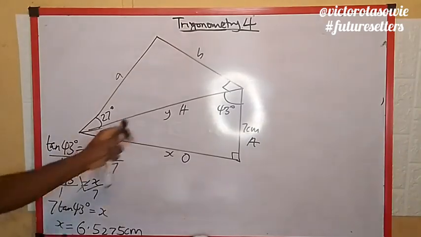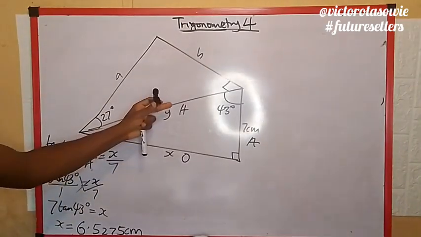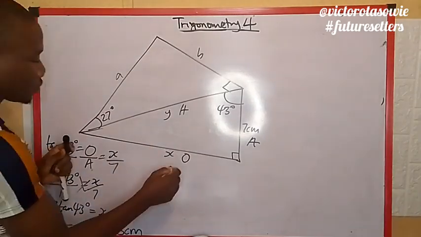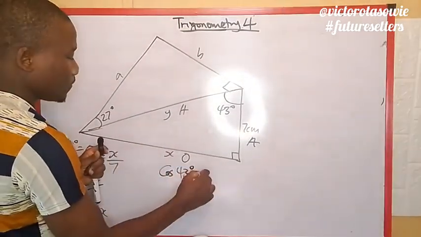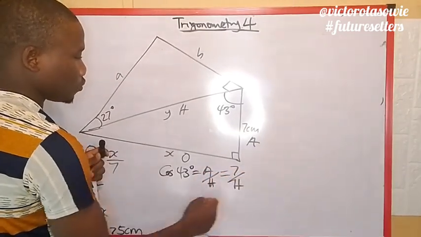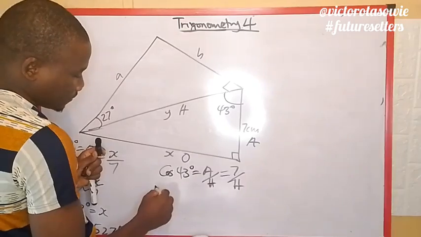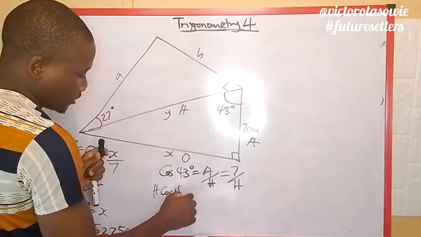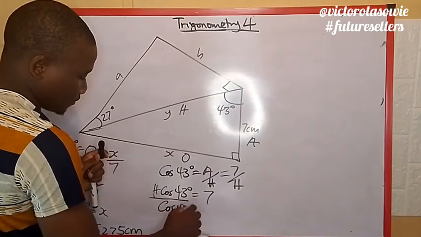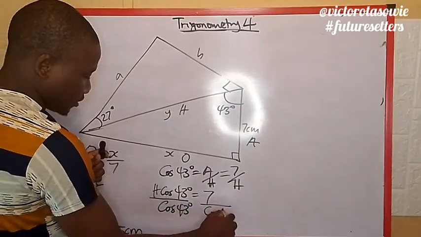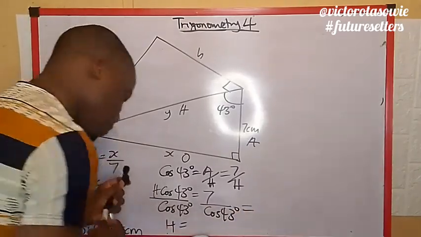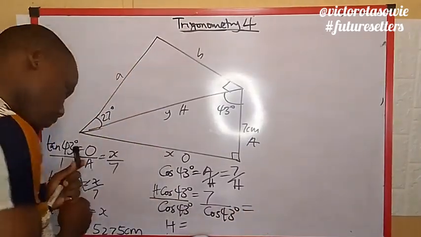And another thing, we have our hypotenuse here. Now if we have our hypotenuse here and we have the adjacent here, we can use cos, because cos 43 will give us adjacent over hypotenuse. So our adjacent is 7, the hypotenuse we don't know. So we have that h cos 43 equal to 7. So we're going to divide through by cos 43 degrees. Cos 43 degrees. So we have h. h will be equal to 7 over cos 43 degrees.